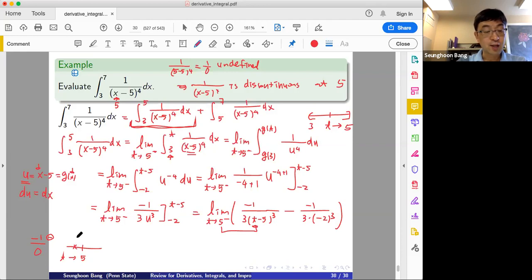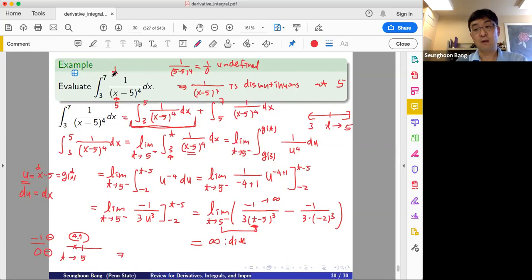I can choose test number 4.9. You can plug 4.9 into t. The 4.9 minus 5 is minus 0.1. The minus 0.1 cubed is a negative number. The negative number times 3 is also a negative number. The bottom is negative. So what does it mean? This one is going to positive infinity. Positive infinity minus a finite number is also positive infinity. What does it mean? Divergent. So automatically, the original one is divergent.